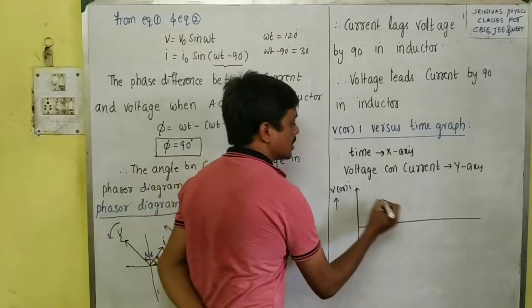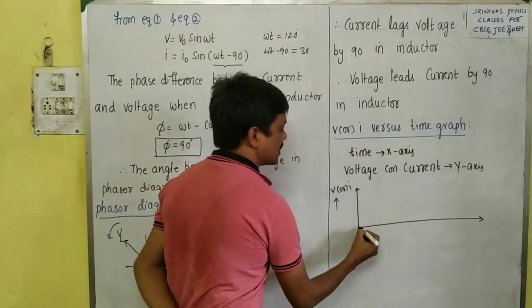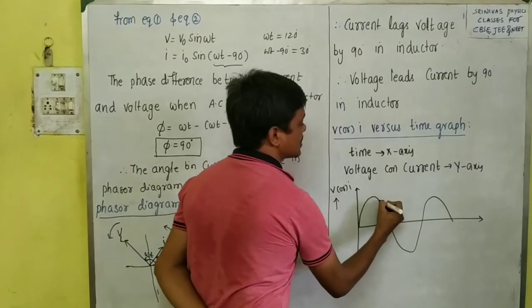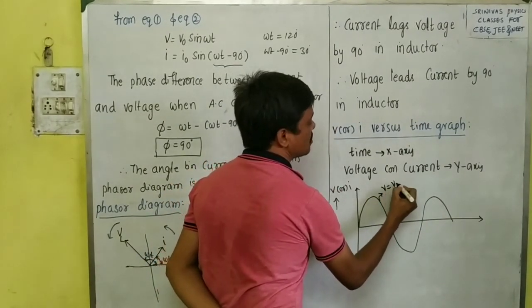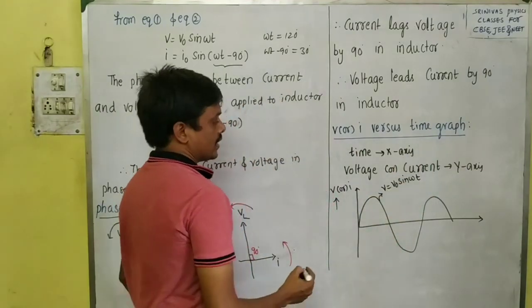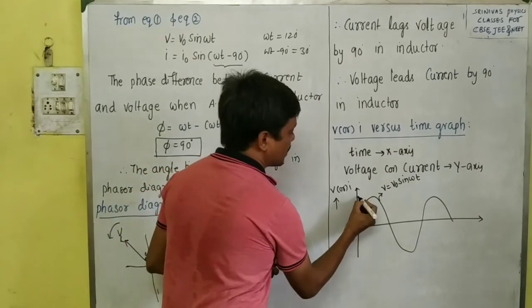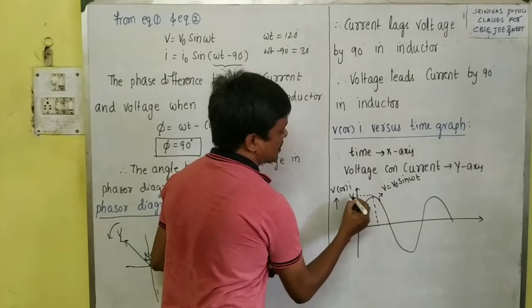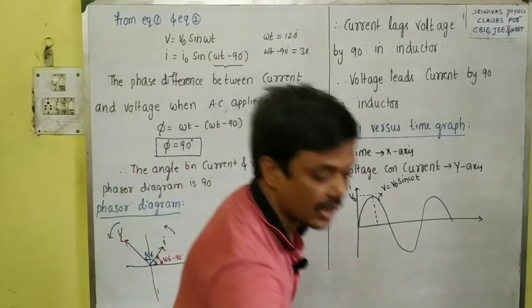First the voltage graph we draw. It is very simple. The voltage graph is always the same, that is V equals V naught sin omega t. Right. What about the current graph? In this, the peak value of voltage is V naught.